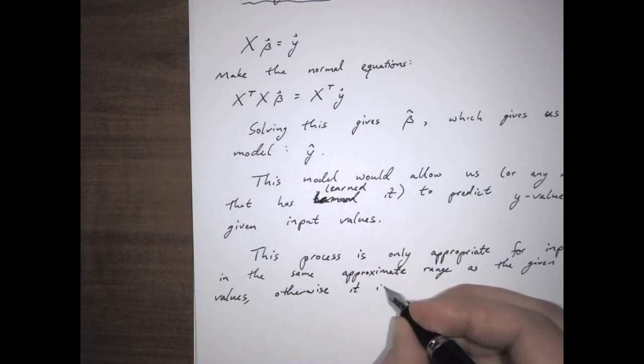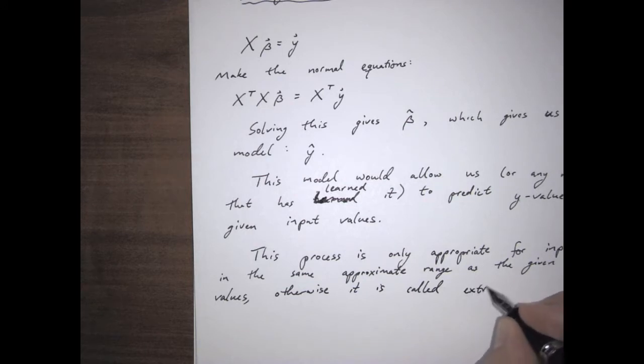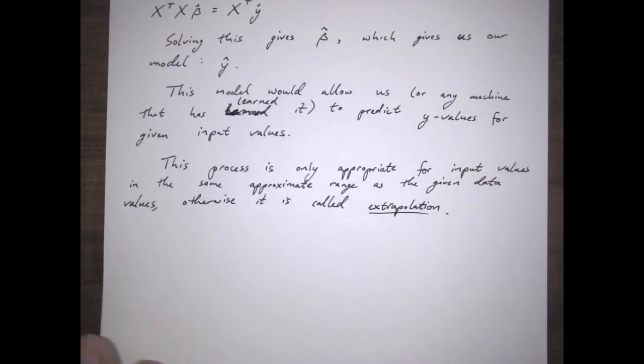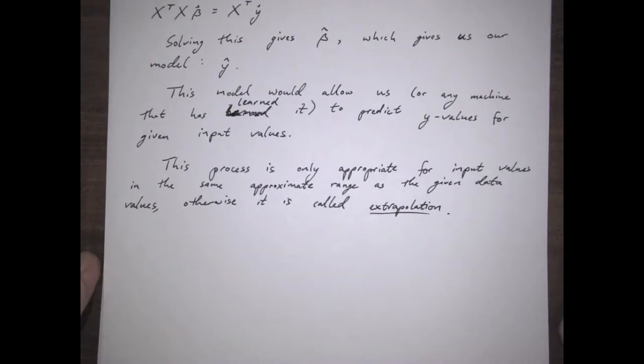Otherwise, it is called extrapolation. So we should be sticking to predictions that are in the same general genre of values as the x values. So if your x values are things like 1, 1.5, 1.7, 2, 2.3, then it wouldn't make sense to plug in an x value of 100 and expect a sensible result.